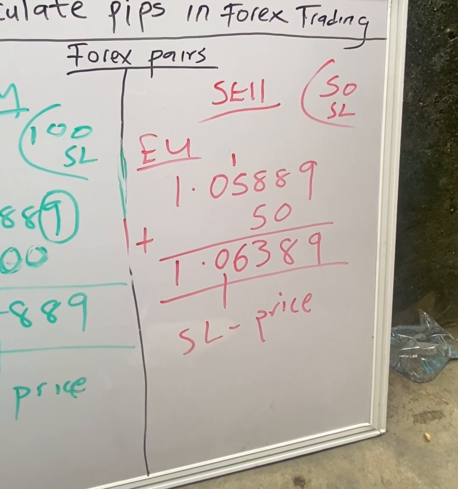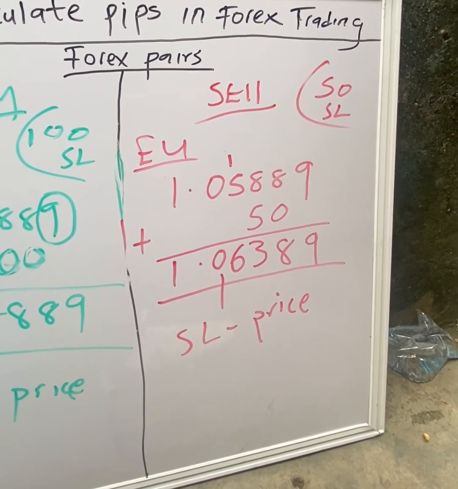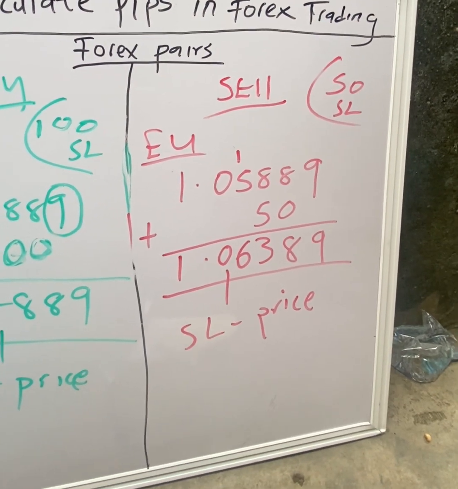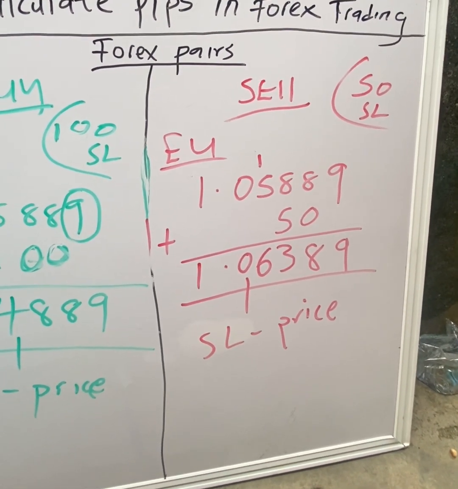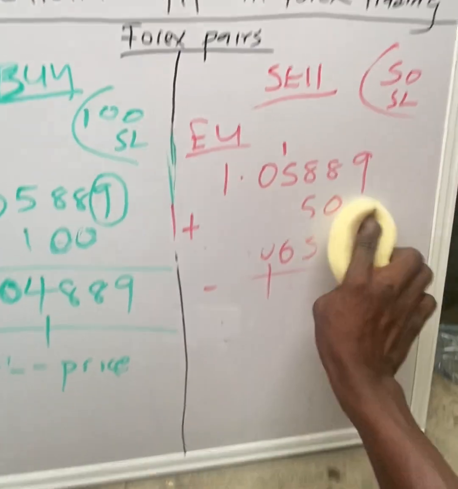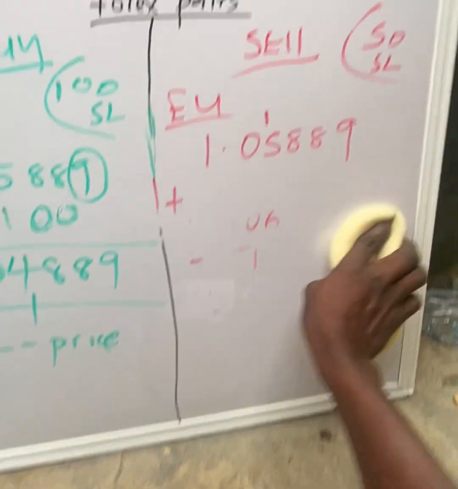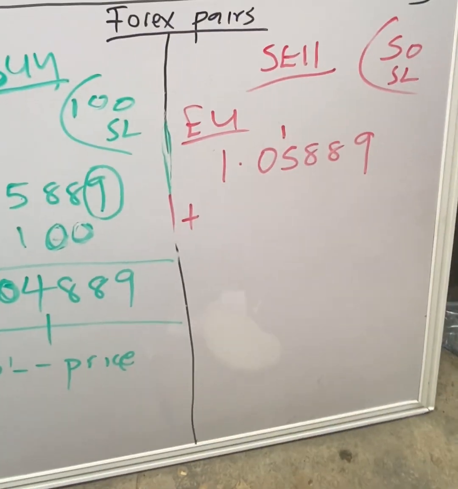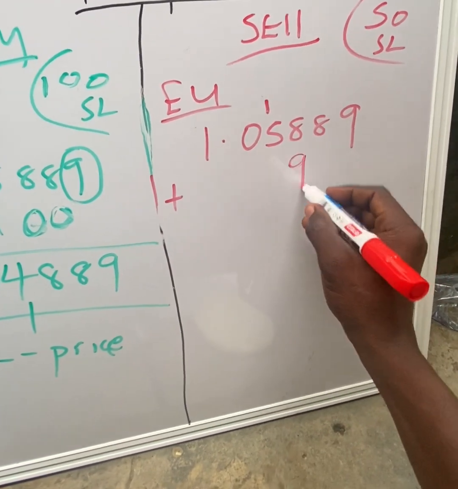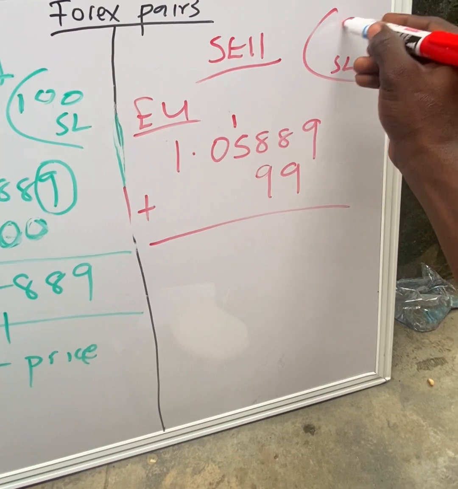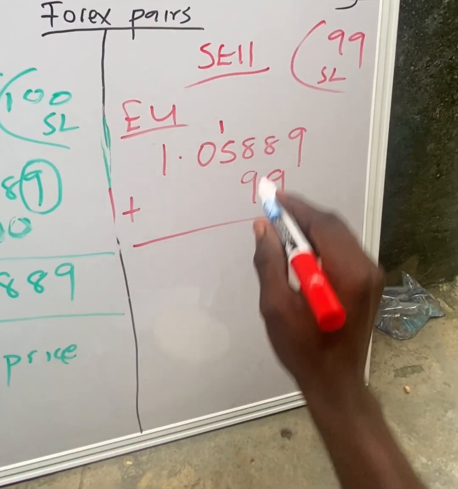So now imagine we have 99 pip stop loss. How do we calculate a 99 pip stop loss in a sell trade? Same process, you just have to add.